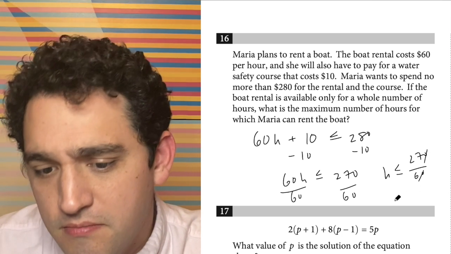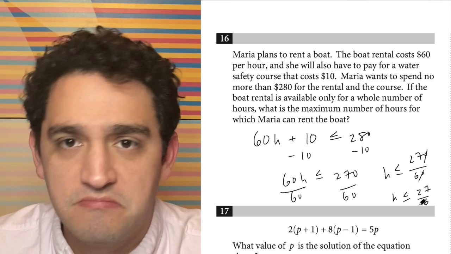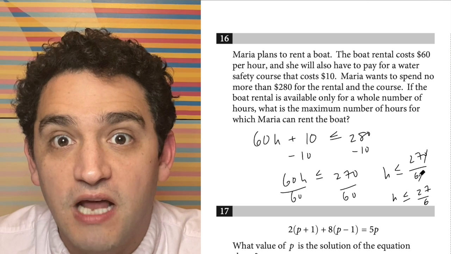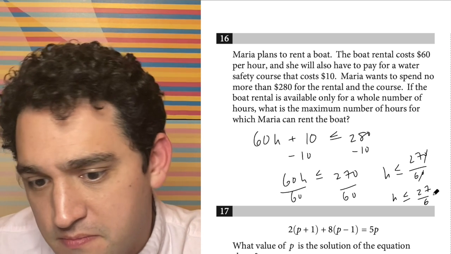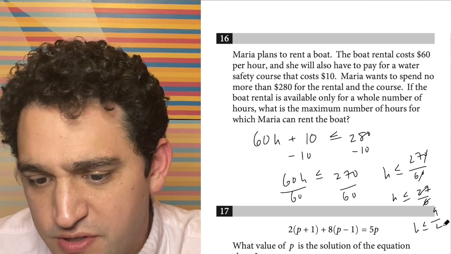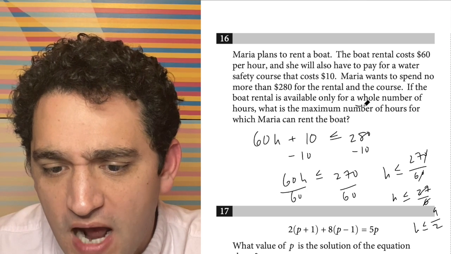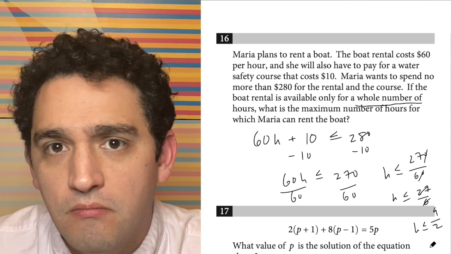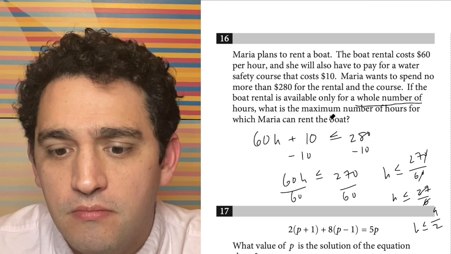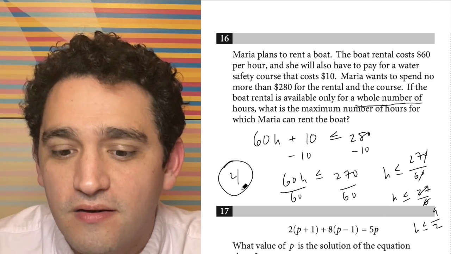Divide by 10. H is less than or equal to 27 over 6. I guess we can divide by a factor of 3. So H is less than or equal to 9 over 2. That's about 4.5. Well, if it's a whole number of hours, the maximum number under 9/2 is 4. The answer here is 4.